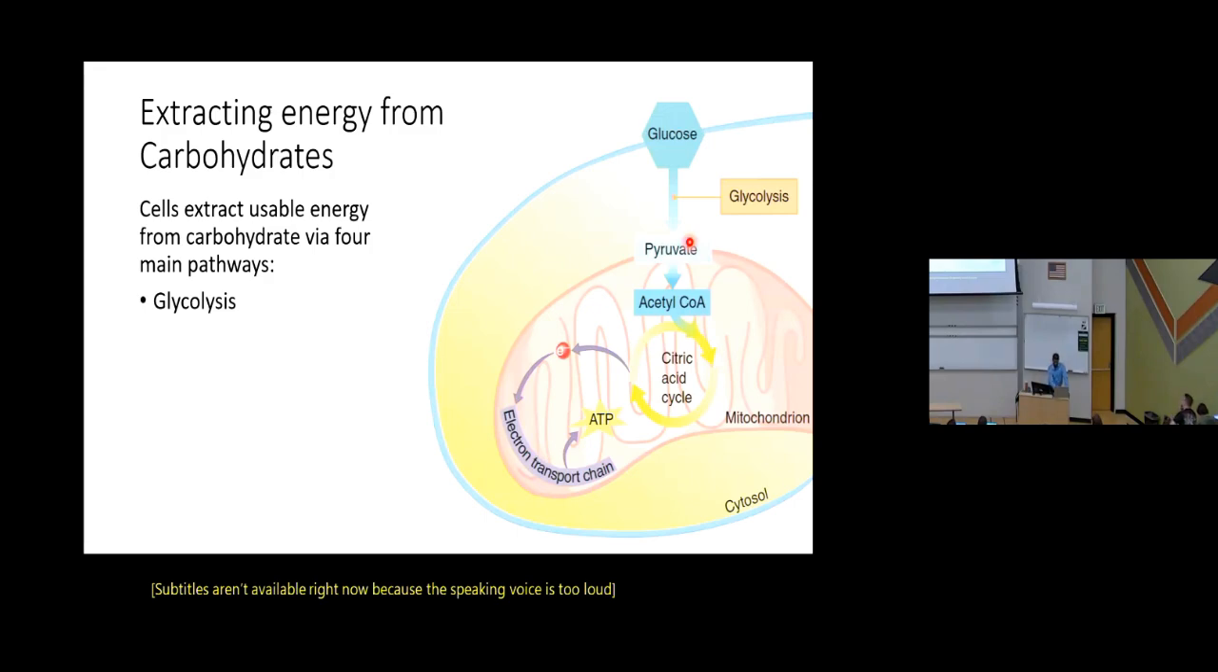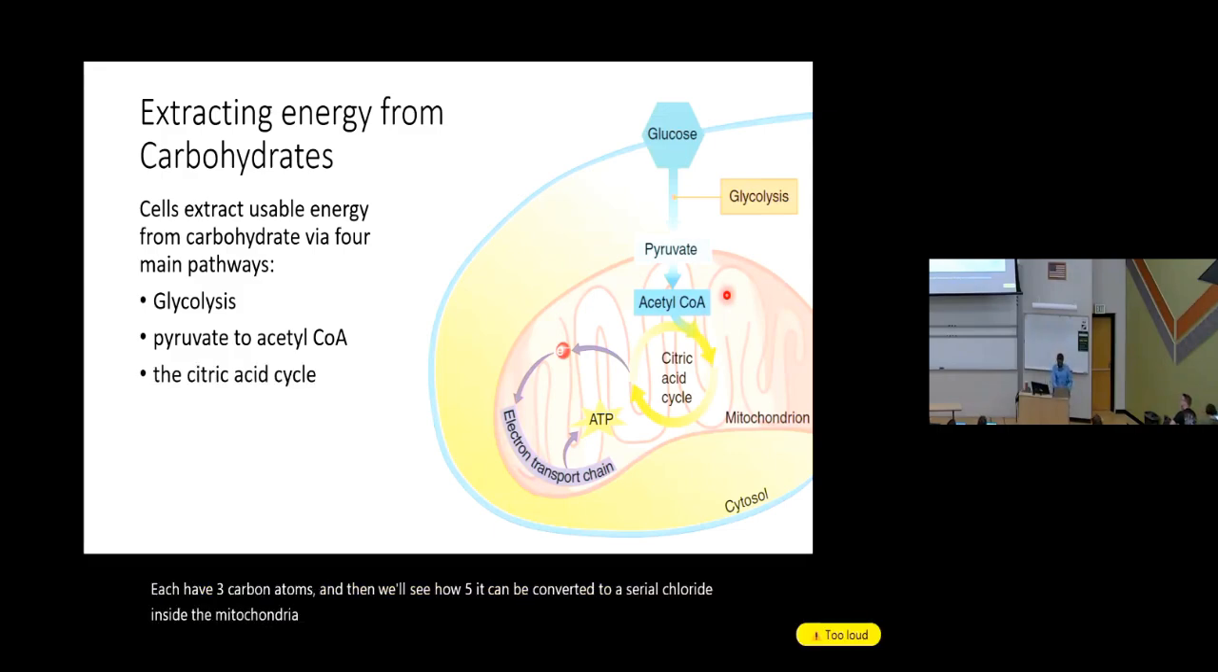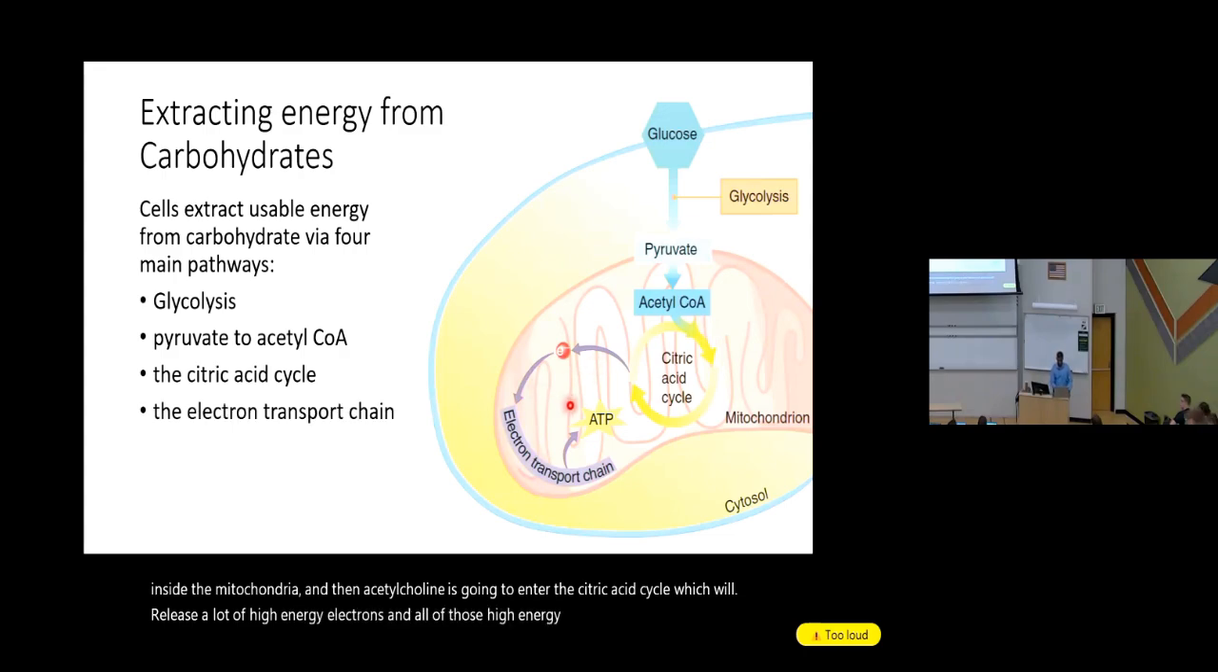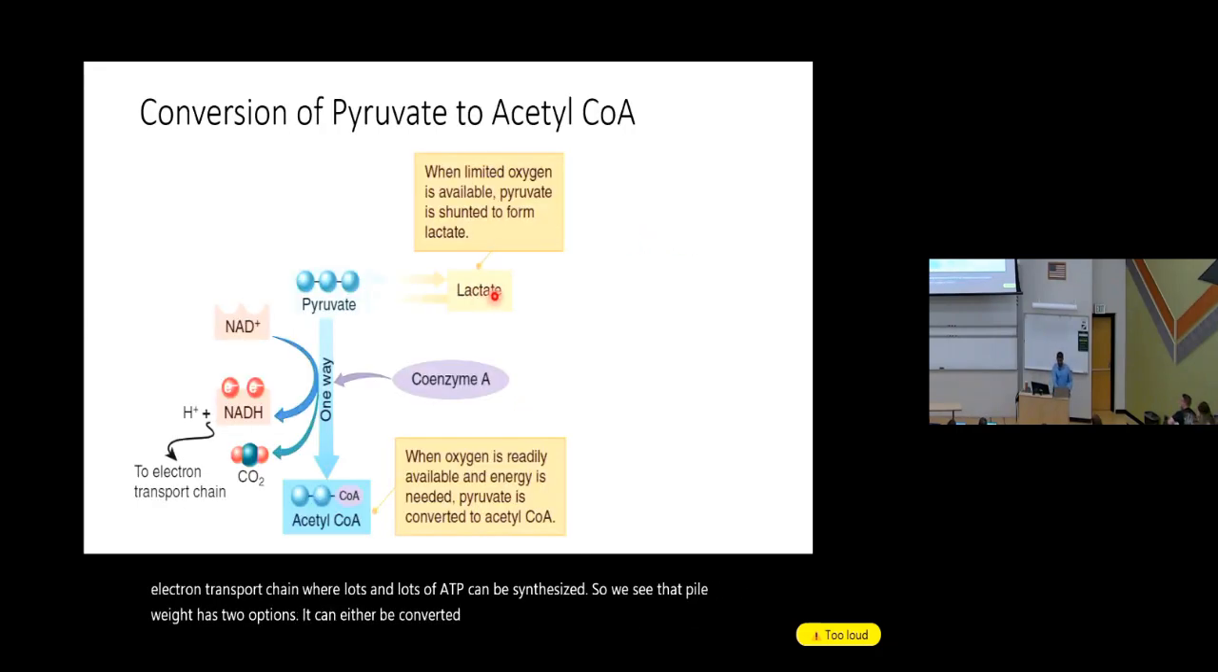Glucose has 6 carbon atoms, and two pyruvate molecules each have 3 carbon atoms, right? And then we'll see how pyruvate can be converted into acetyl-CoA inside the mitochondria, and then acetyl-CoA is going to enter the citric acid cycle, which will release a lot of high energy electrons, and all of those high energy electrons will be taken to the electron transport chain, where lots and lots of ATP can be synthesized. So we see that pyruvate has two options. It can either be converted into lactate, or it can be converted into acetyl-CoA.